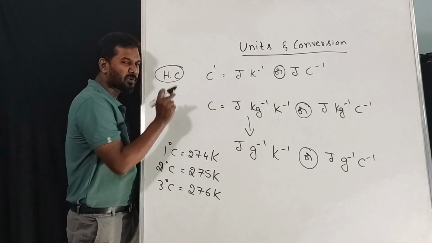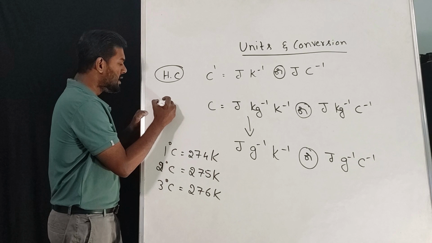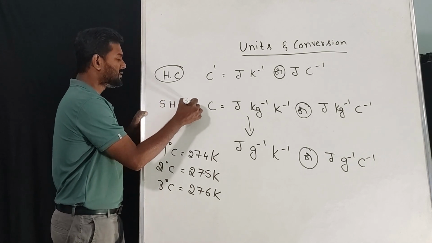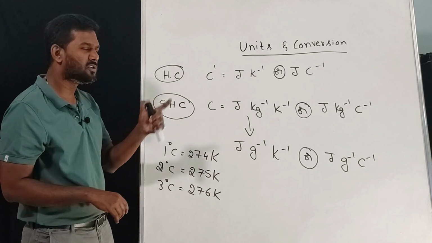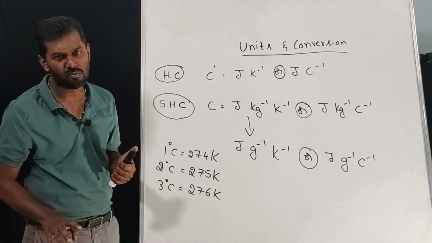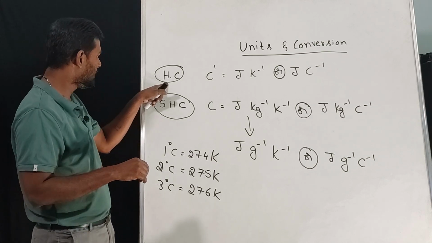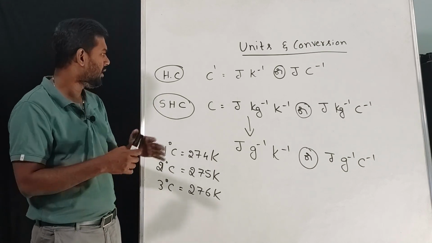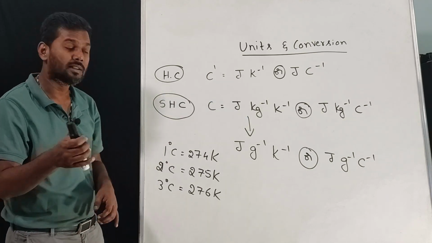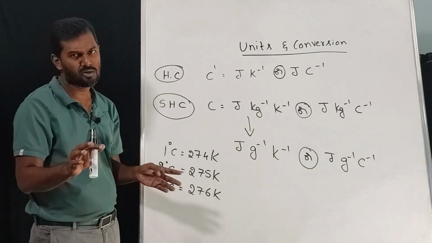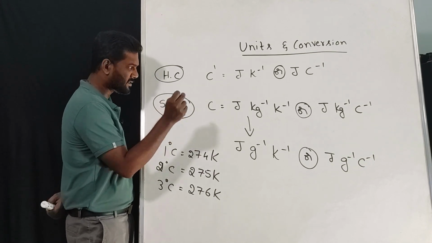Okay, now we'll go for the second one. This C dash represents heat capacity. C represents specific heat capacity. If you don't know the concept, then these words are going to create confusion in your mind. So my suggestion, go watch the concept video, then you will understand the difference between these two and how we got to know about all these formulas. Then it is very easy for you to solve the numericals. So C is specific heat capacity.